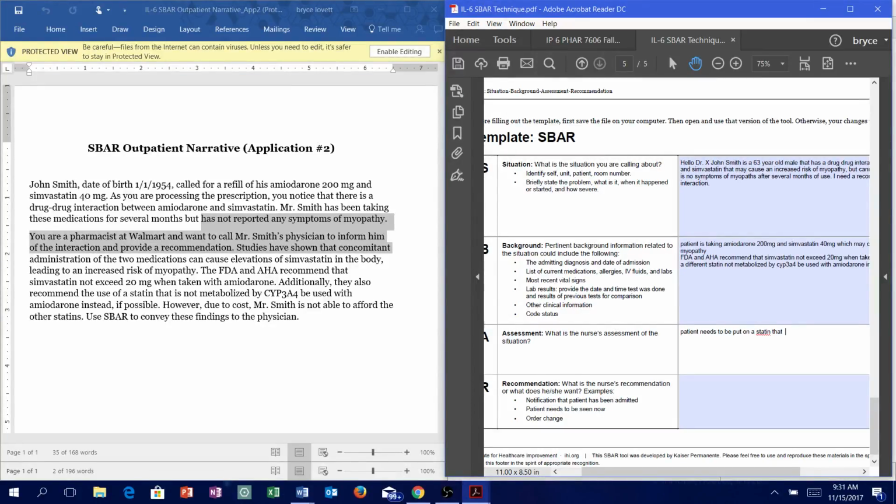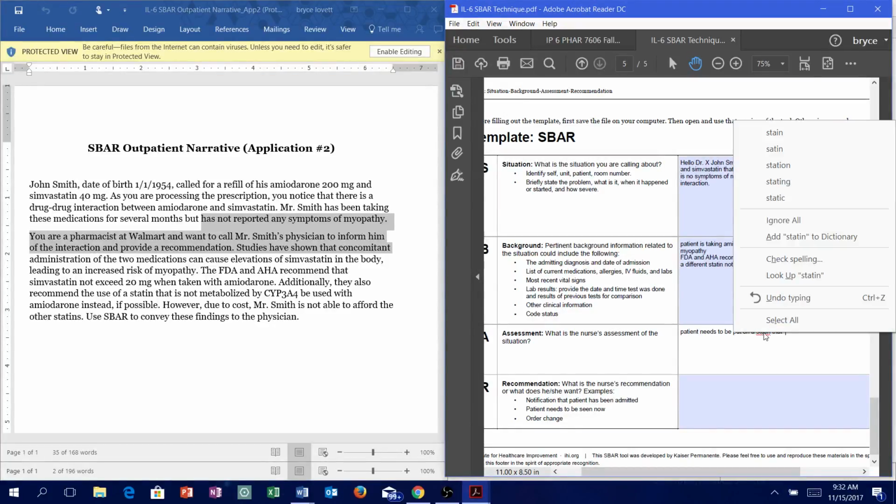We just said that the situation would be the drug-drug interaction, but we were debating because we think that he's controlled on this medication and he hasn't had any muscle pain. Why are we calling? Because the physician's just gonna tell us, well, is he having a problem? We're gonna say no, and then he's gonna be like, why are you calling me?